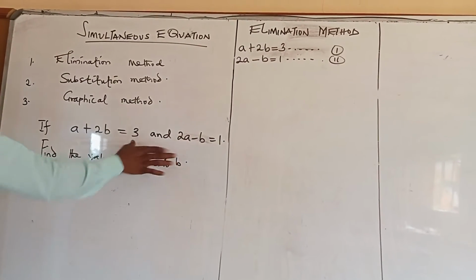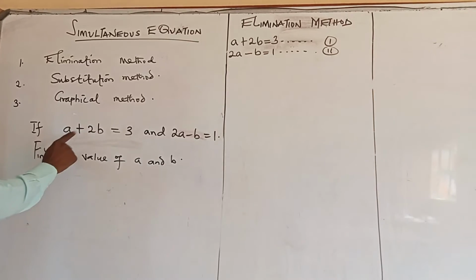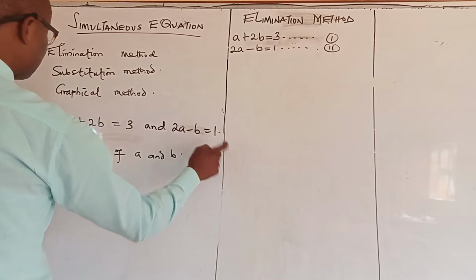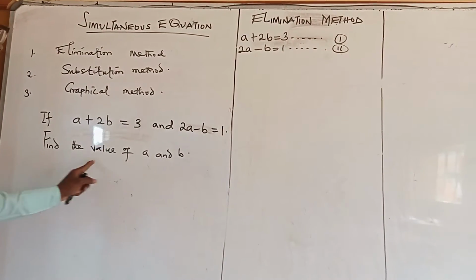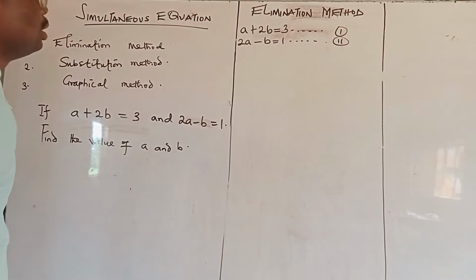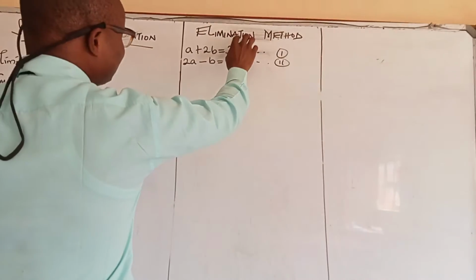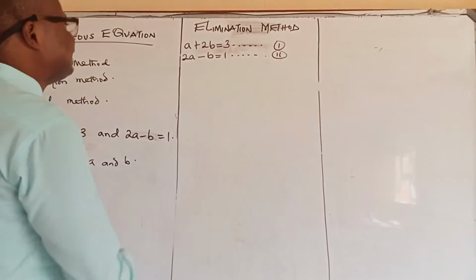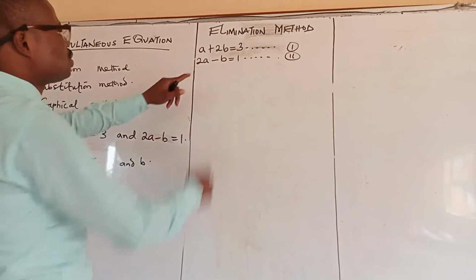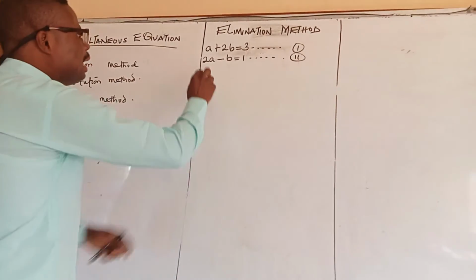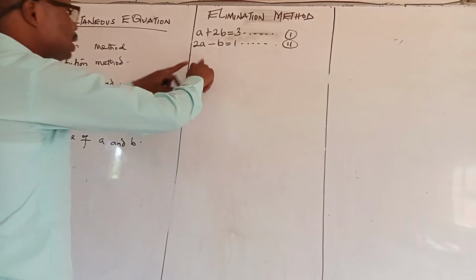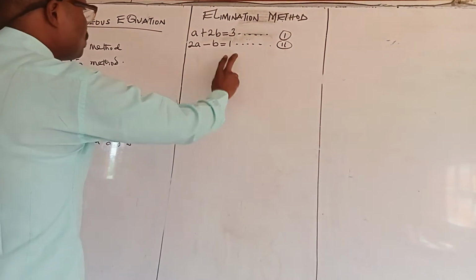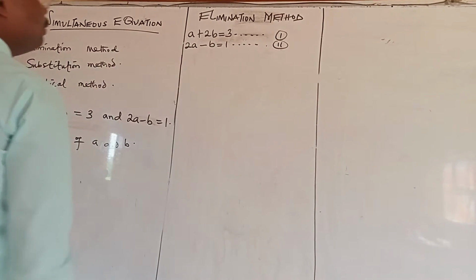For example, we have this question. If A plus 2B is equal to 3, and 2A minus B is equal to 1, then we want to find the values of A and B. Starting with the elimination method, as the word implies, we are interested in eliminating one variable so as to obtain the second variable. After obtaining it, we substitute its value in any of the equations to get the value of the eliminated variable.